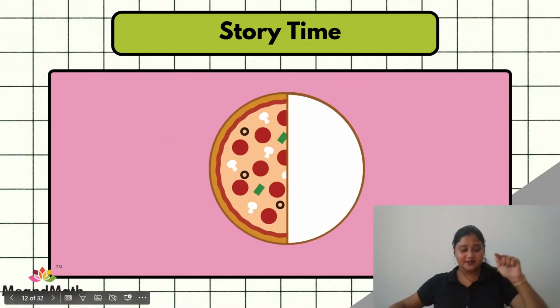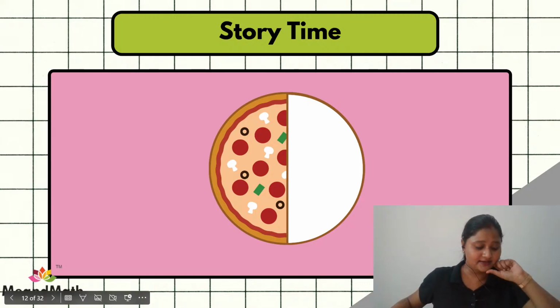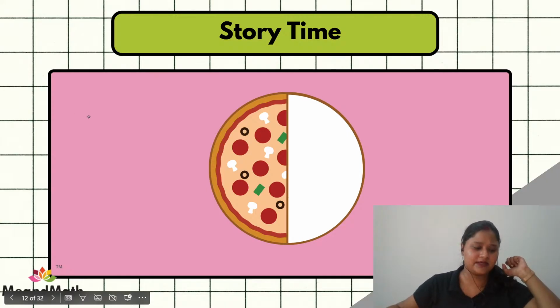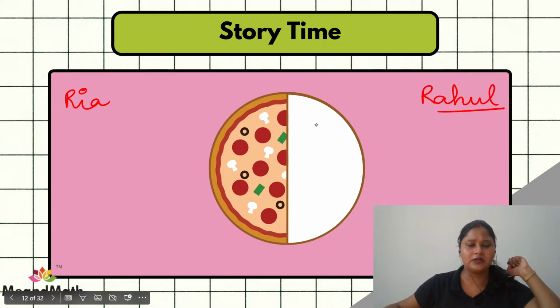Suppose, like you said, there were 4 kids. That's what I told you, right? Suppose, let's assume there are 2 kids. One name is Ria and the other name is Rahul. Ria and Rahul are brother and sister, right?